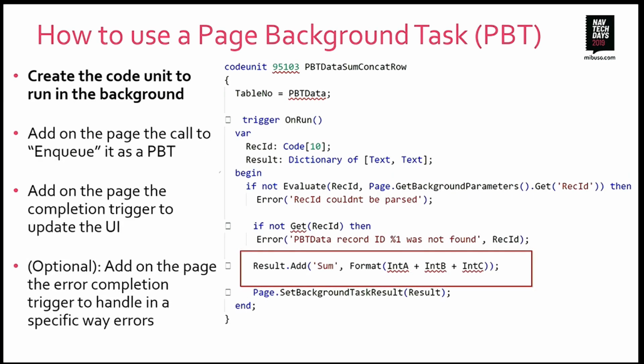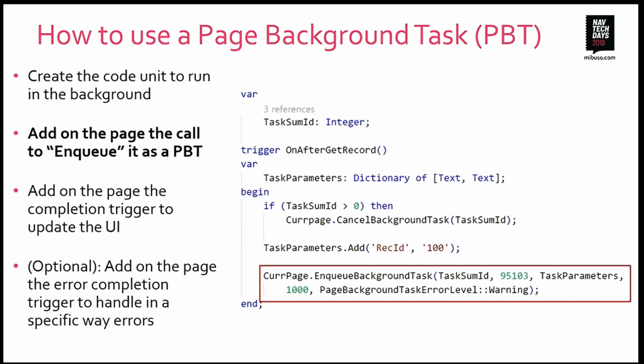Summary. How to create a page background task for an application developer who knows AL. You do three simple things. You create a code unit that does work, like in this case, you just summarize some values. You can do everything you want, but you cannot write to our database. Read, yes, but not write. Then you say, on a given page, please do the work.